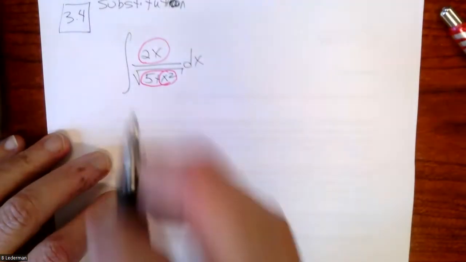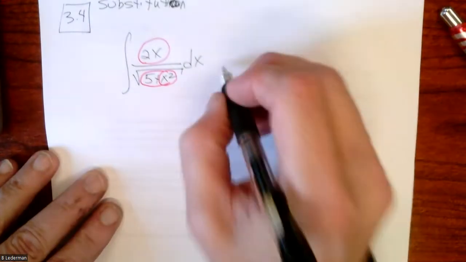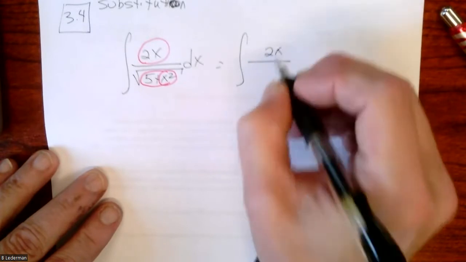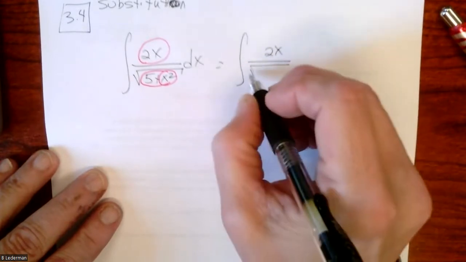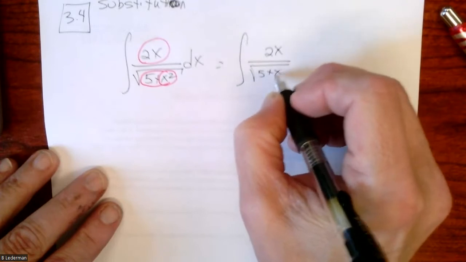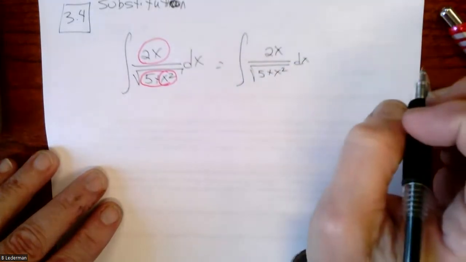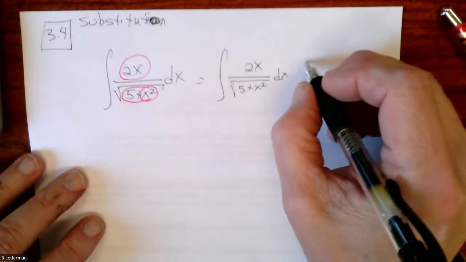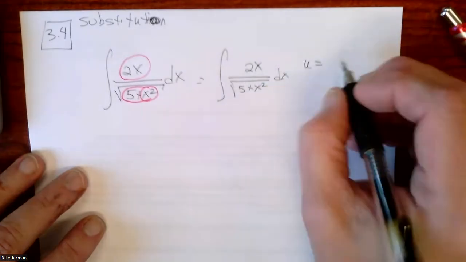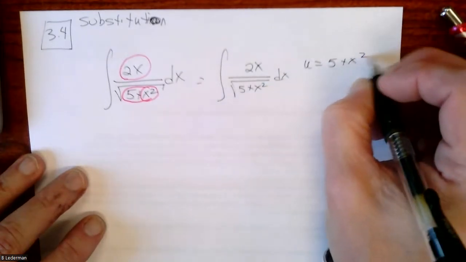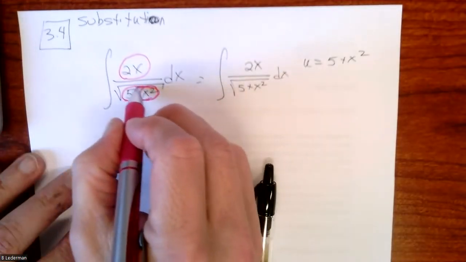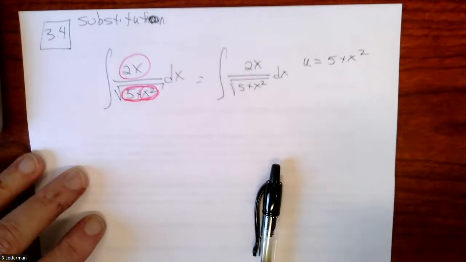So let me rewrite this whole thing now that I've defaced it. So we have the integral of 2x over the square root of 5 plus x squared dx. And I'm gonna let, create a new variable u, and u is gonna equal 5 plus x squared, which is that big guy right there. That's u.